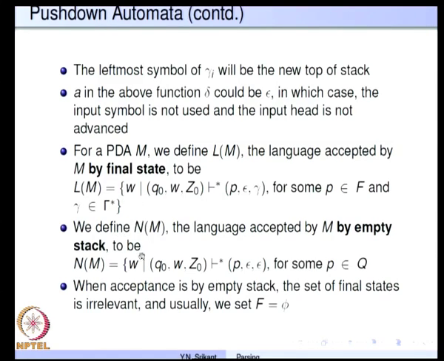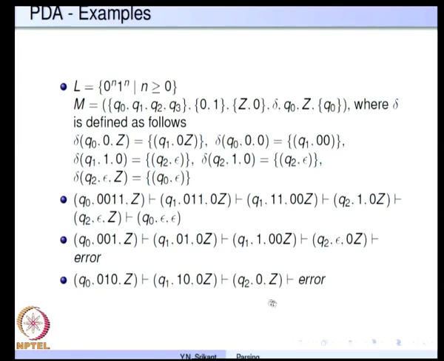If it is by empty stack, then starting from the same initial configuration Q naught W Z naught, reach the configuration P epsilon epsilon, where P is not necessarily a final state, but the input is empty and the stack is empty. In such a case, we say this is an automaton which accepts by empty stack, and since the final state is not relevant, we can set F as empty here.